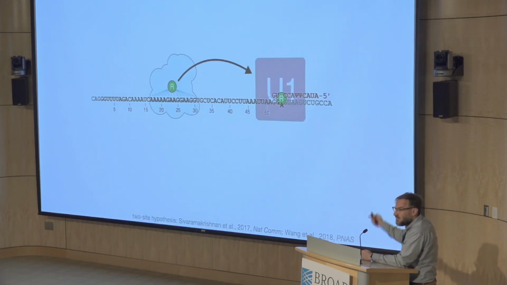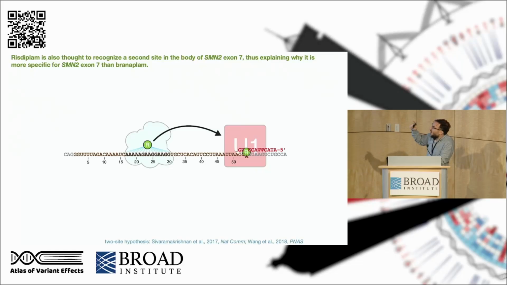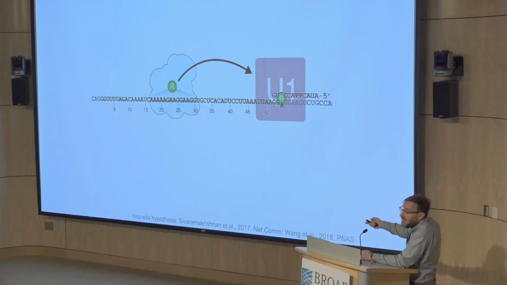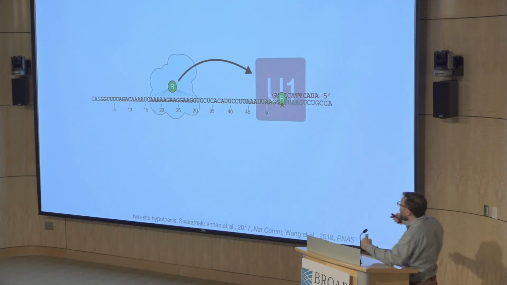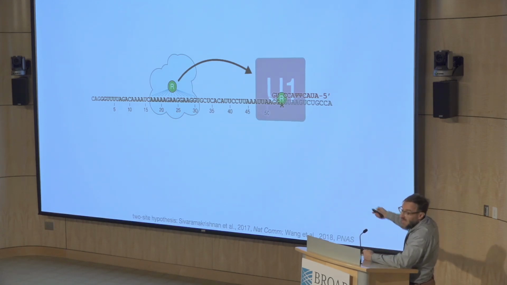But it seems like both drugs do that. So why is risdiplam more specific? Well, the prevailing hypothesis when we started this project was that risdiplam actually binds a second site within SMN2 exon 7, a purine tract shown here. This has been suggested by two different groups. Both groups suggested that risdiplam stabilizes a protein-RNA complex, and that by doing so, the co-occurrence of these two drug molecules synergistically act to promote exon inclusion.